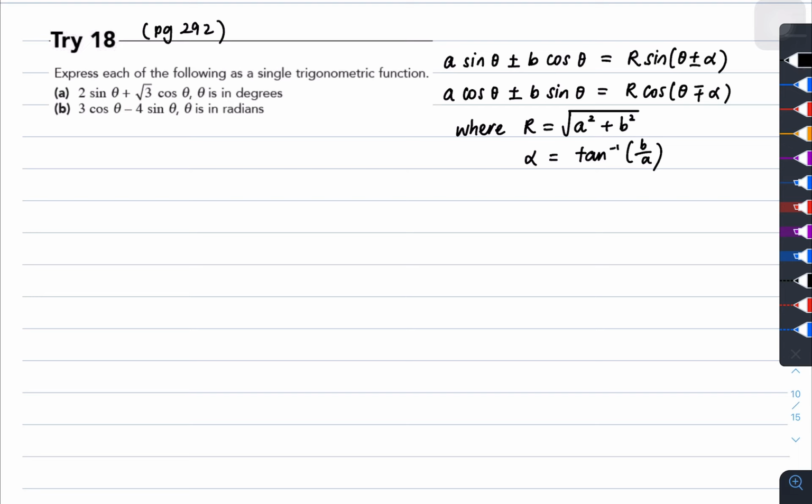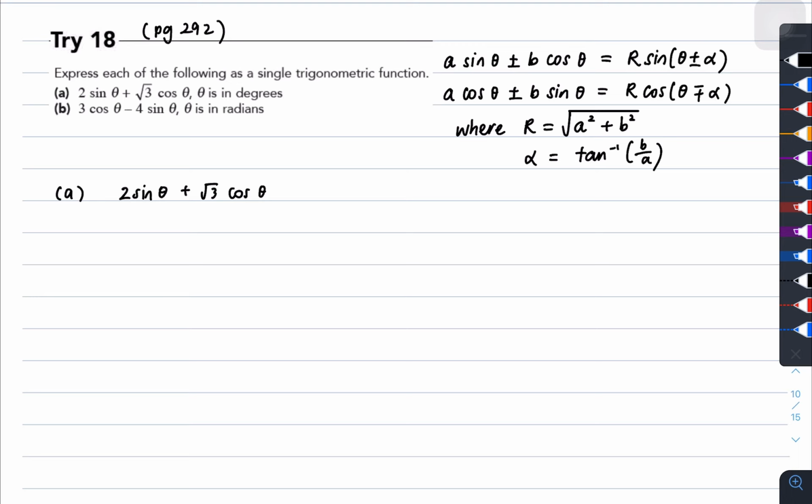Okay, so for Try 18, let me go to part A. Now, I have 2 sine theta plus root 3 cos theta. So if the question doesn't specify anything, we are actually free to choose what to combine to. We can combine to one single sine, or we can combine to one single cosine. It's entirely up to us. However, most of the time they would determine what we should convert to. Usually the conversion will be stated in the question so that we won't be confused and it will be exactly what the question wants.